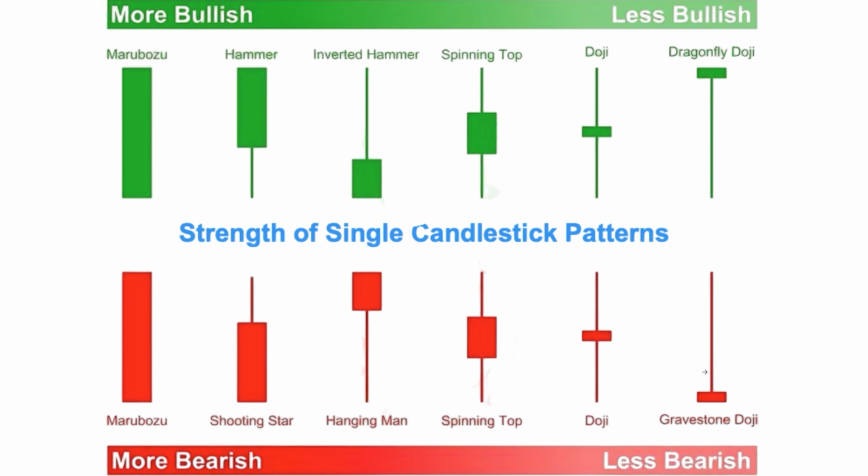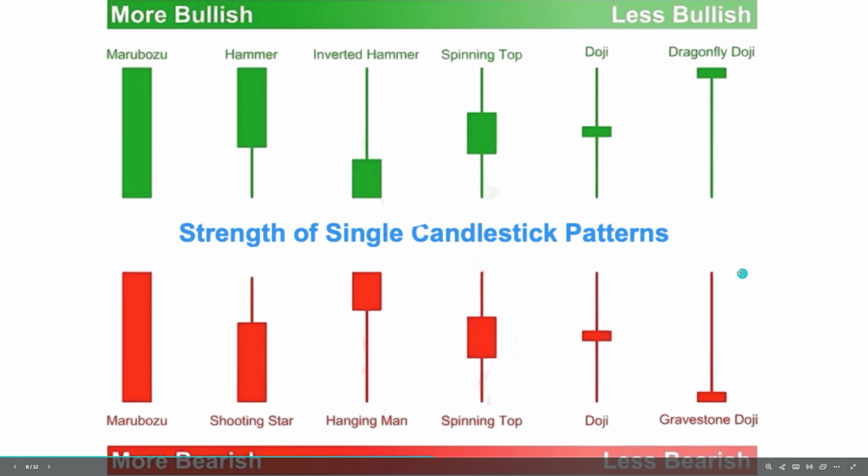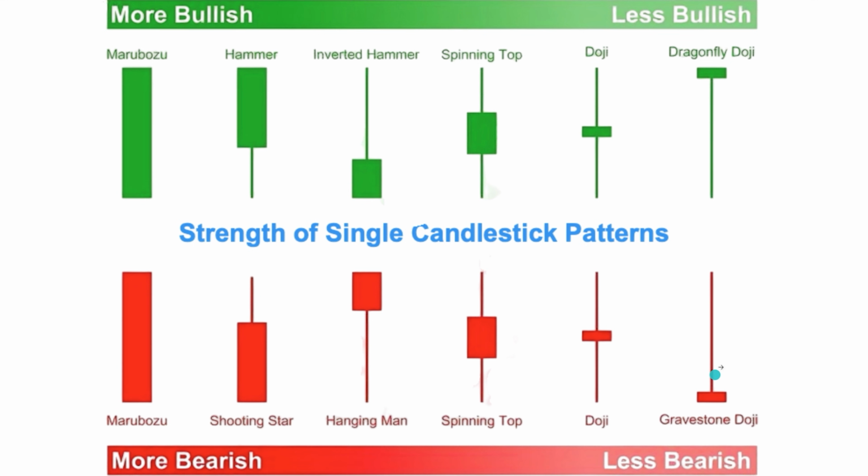For example, a shooting star has to be on the top of a range, just like a hammer has to be at the bottom of a range. A shooting star has to be on the top of a range for it to be a shooting star. And this is not a shooting star. This is more of a shooting star, even though it's a stone doji, if the body was a little bit bigger. Does that make sense?